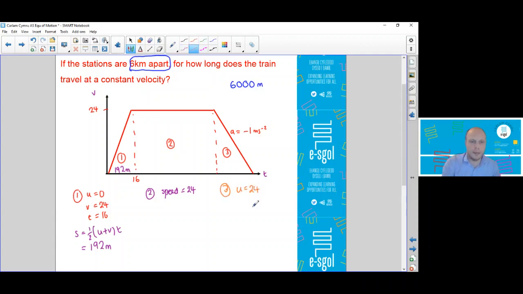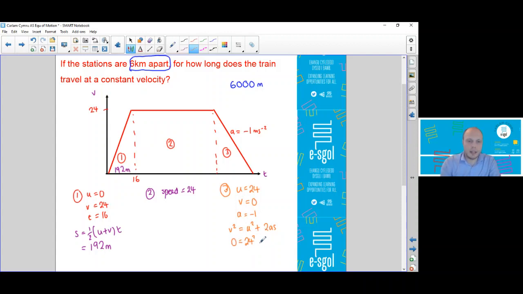Okay, we know we're at 24 at the start, and we know the train has to stop because it's getting to a station, and we know it's decelerating at -1. So we need to find the area of that section now. So that's going to be v squared equals u squared plus 2as, because we don't have t. I don't think we're asking for t either, so t is of no use to us in this question.